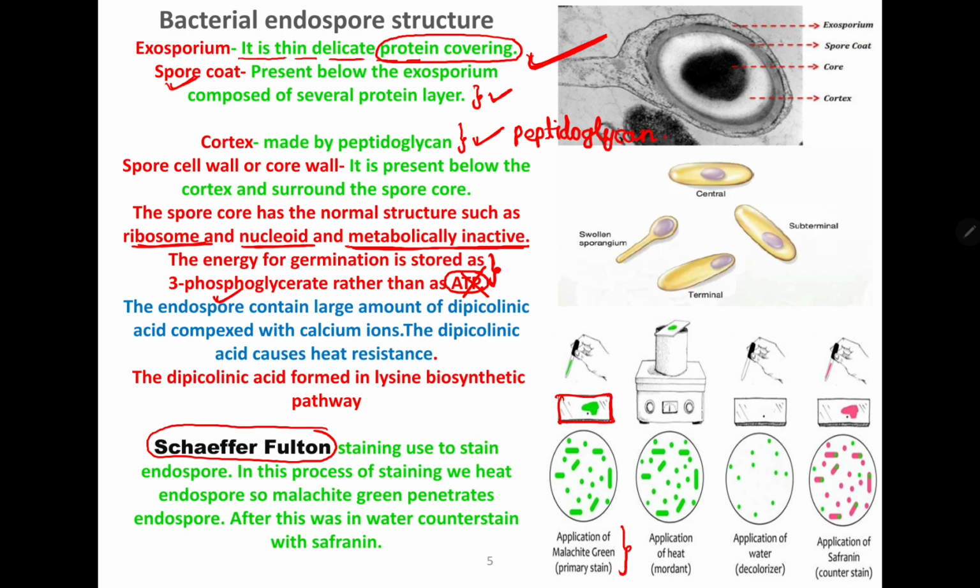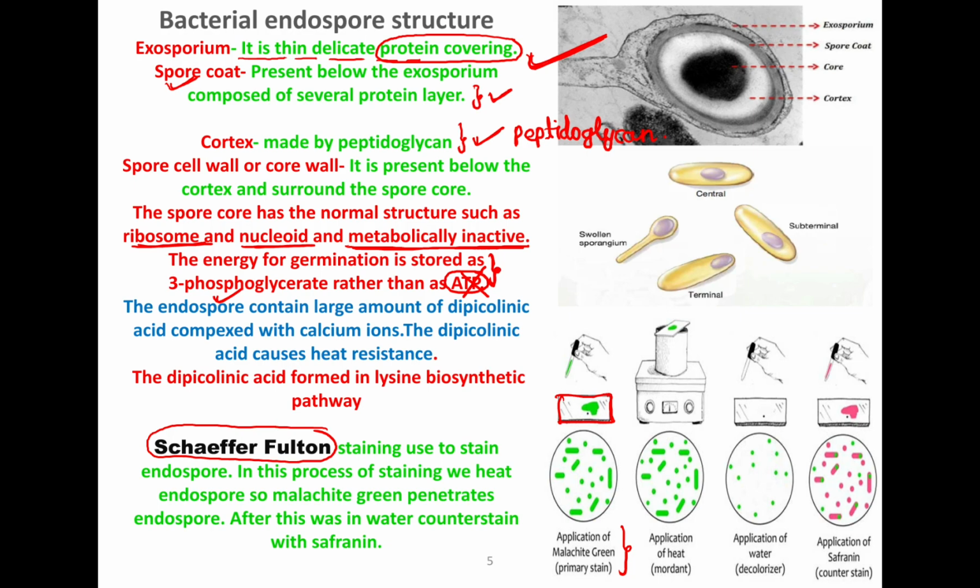This malachite green will enter inside the spore, because once you heat fix it and again you heat it lightly, the stain will enter inside the spore and it will become green color. Okay, after that we will wash it with water. When you use this malachite green, either the endospore or the bacterial cell, both become green color.